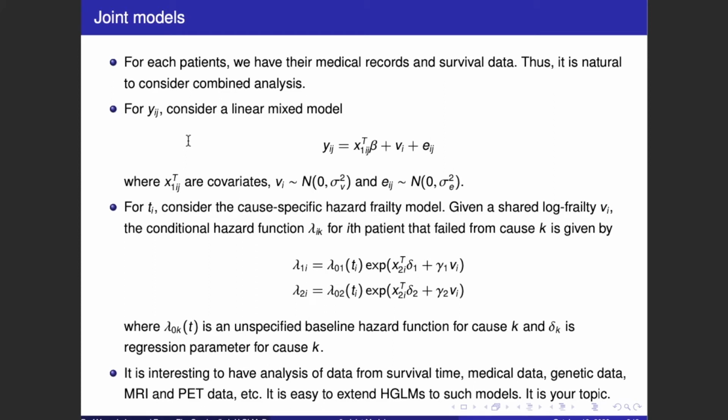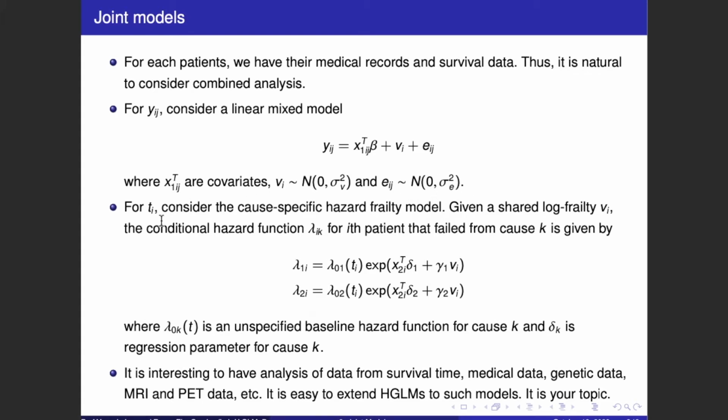For each patient, we have their medical records and survival data. Thus, it is natural to consider combined analysis. For Y_ij, consider a linear mixed model. We have x_1ij transpose beta plus v_i plus e_ij, with x_1ij as covariates. Here, v_i follows a normal distribution with mean 0 and variance sigma_v square, and e_ij follows a normal distribution with mean 0 and variance sigma_e square.